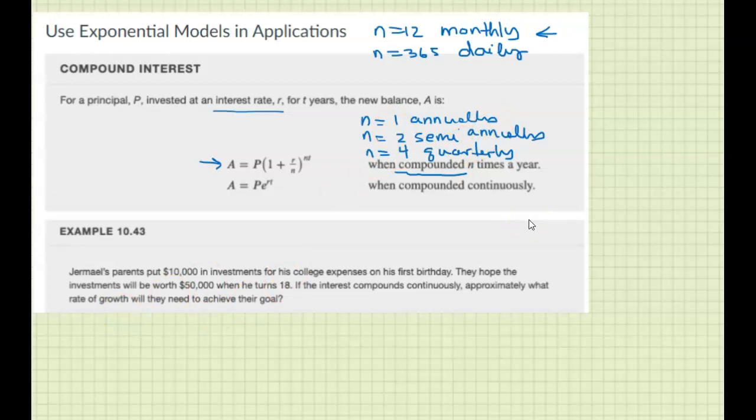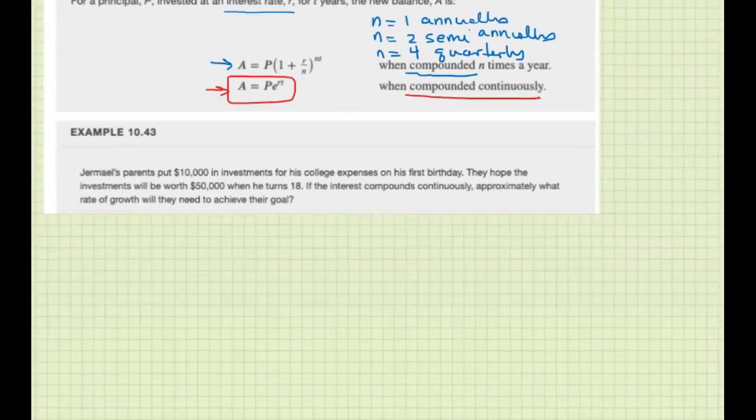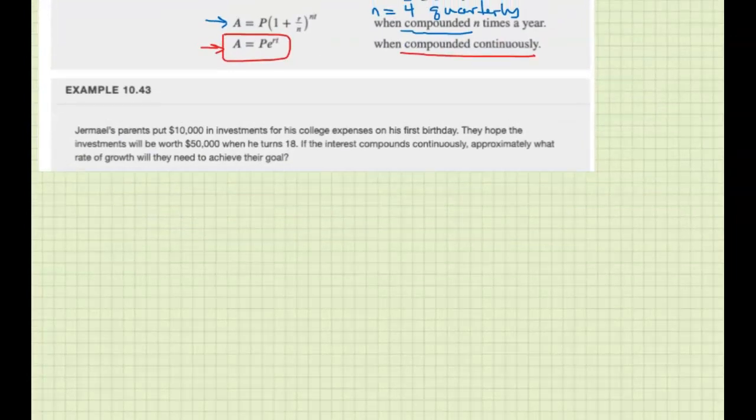The second formula is for interest compounded continuously. The interest is applied not every day or every month or every year, but every millisecond. That formula is given by A equals P e to the RT, where e is the natural exponential base. Let's look at this example to see how those formulas are useful.